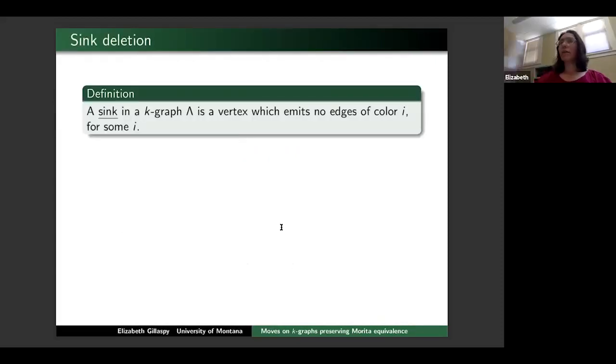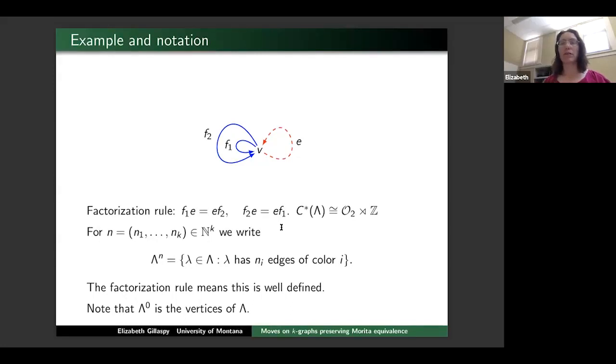Okay, so now this is probably a good time to pause for questions, because now I'm going to assume that we're at least conversant with the idea of what a K-graph and its C-star algebra are. I'm going to start telling you about the 3 moves: sink deletion, in-splitting, and delay.